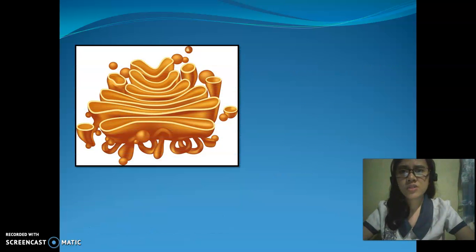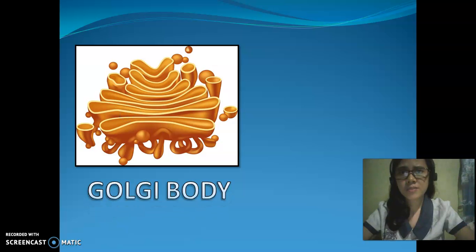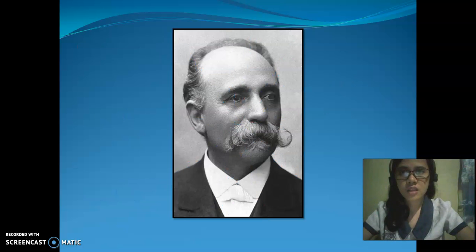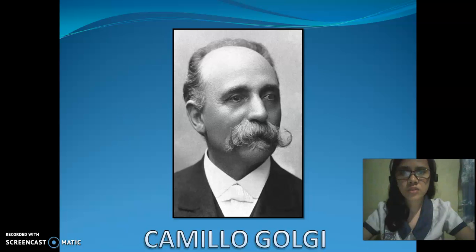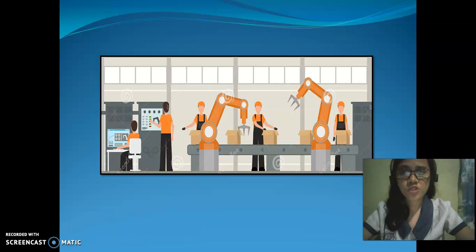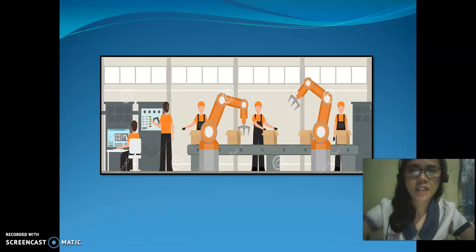A series of or stacks of flattened membrane-bound organelles form a complex structure called Golgi body or Golgi apparatus. These structures were named after Camillo Golgi, an Italian physician who first identified them. Like a factory, it sorts, tags, packages, and distributes lipids and proteins destined to leave the cell and for use within the cell.